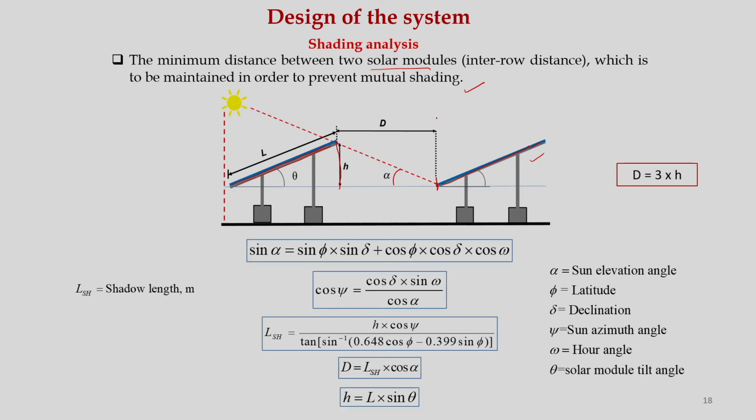and it tells that this D has to be 3 into H. H is nothing but this height, and the solar module tilt angle is theta here. And alpha is the sun elevation angle. If you consider this L, H cos of alpha is also D, and this equation can also be used for investigating the distance between these two modules. So, the tip of this and the bottom of these modules is D, right.